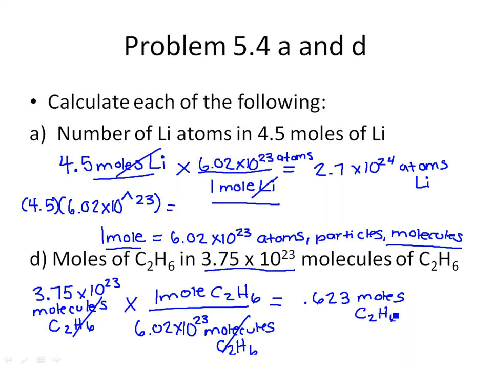C2H6. And notice that I use 3 significant digits because I have 3 to start with here. And in A, I use 2 because I have 2 significant digits to start with. I hope this helps for using Avogadro's number.